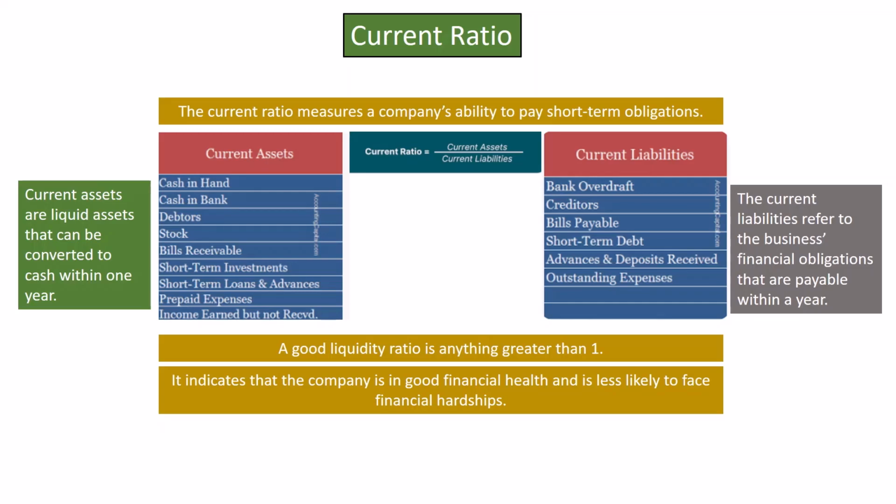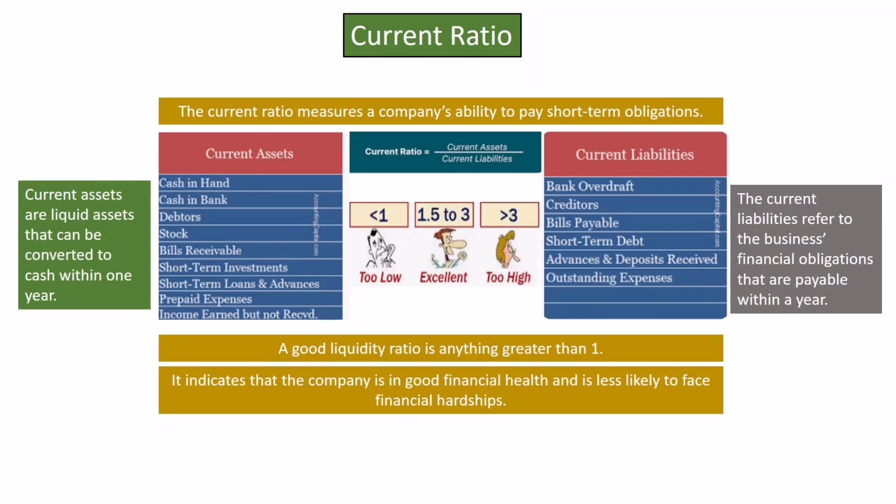If it is real estate, they need more current assets. If it is some other companies, they don't need that many current assets. So the current ratio depends on the nature of the industry. The next thing is, if the current ratio is less than 1, that means it is very low. Then the investors will find out why it is this low.